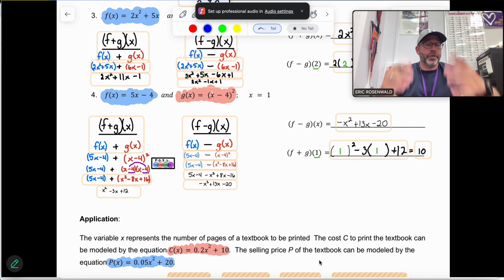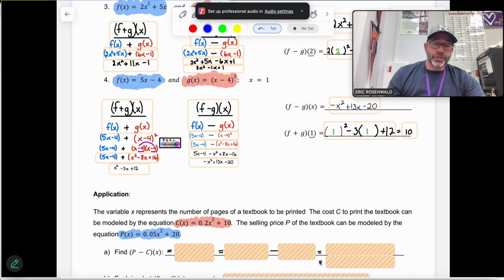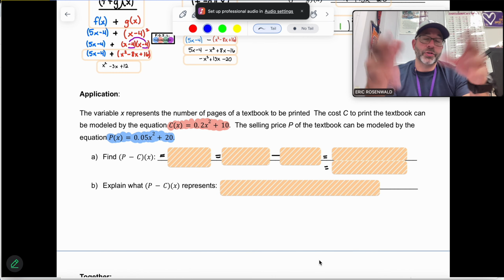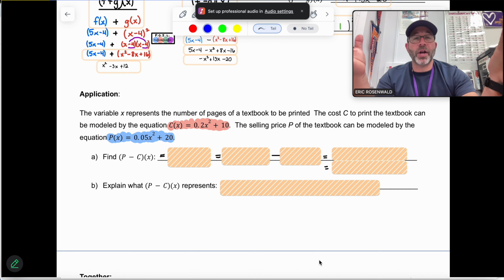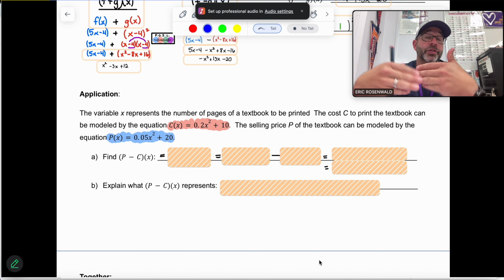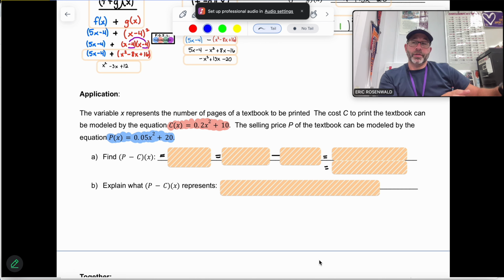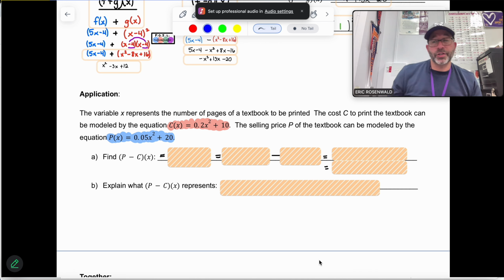Let's try to do an application with this. Okay? So in the real world, we have companies that are trying to sell stuff and make money and maximize their profits, but they have to take into consideration there's a cost involved with doing stuff. You sell stuff for a certain price, but it costs you money to actually do it.